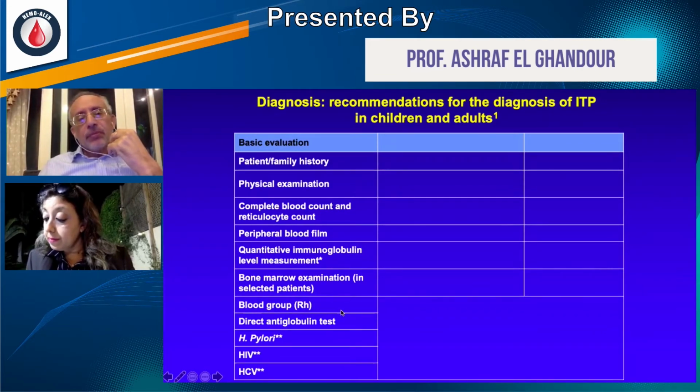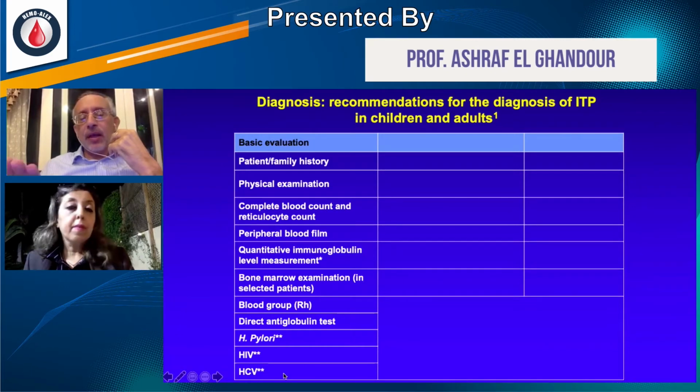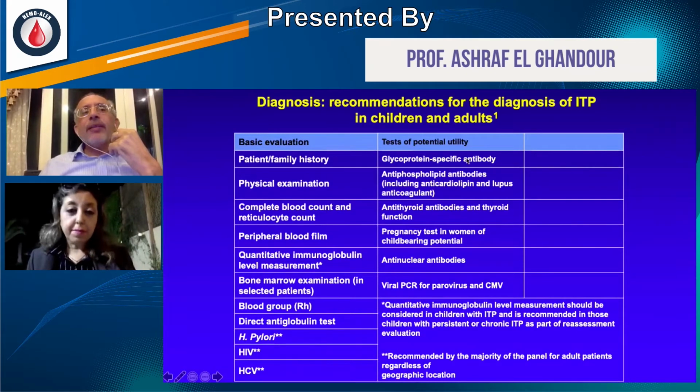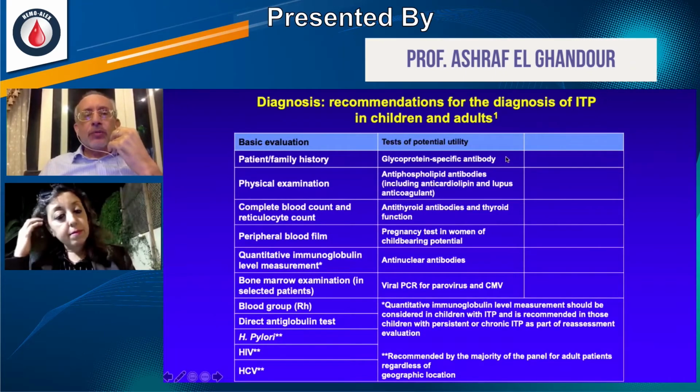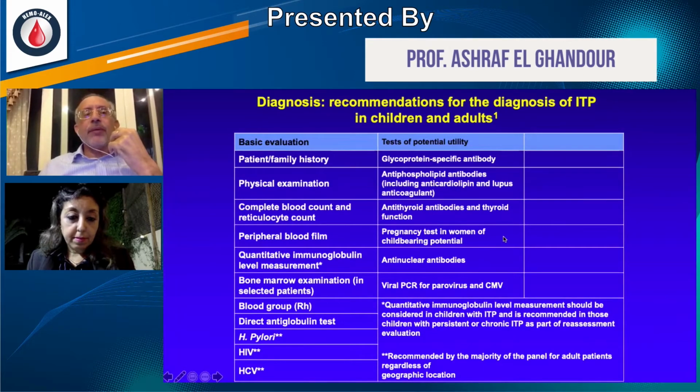Blood grouping and Rh, which is not actually that important now because we have many other options. Direct antiglobulin test, H. pylori, HCV, and anti-HIV. In certain areas, where we have a lot of cases of H. pylori and a lot of cases of HCV, I think it's mandatory. What tests are of potential utility, which are not a must? Glycoprotein-specific antibodies, antiphospholipid antibodies, antithyroid antibodies and thyroid function, pregnancy test in females of childbearing potential, anti-CD40 ligand antibodies, viral PCR for parvovirus and CMV.